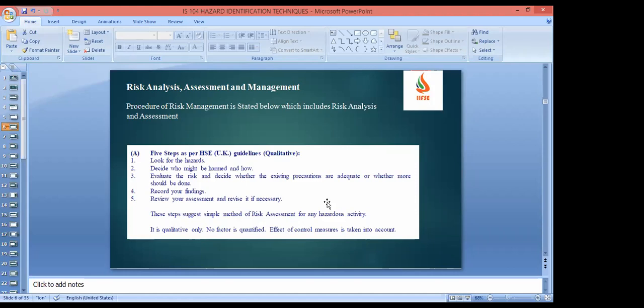And it is qualitative only, no factor is quantified, and the effect of control measures is to be taken into account. Qualitative in the sense that it is completely theoretical. For example, we can say the risk is low, medium or high. If it is quantitative, they can say that the risk number is 6, the risk number is 9, the risk number is 20, the risk number is 24, by quantification. This one is a qualitative analysis.